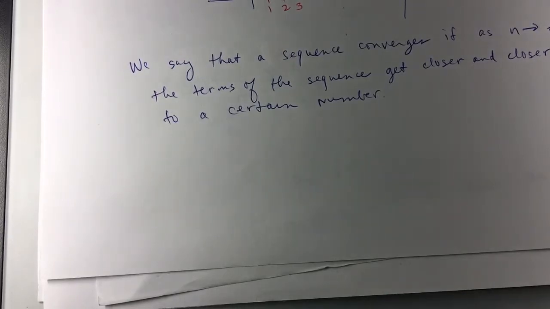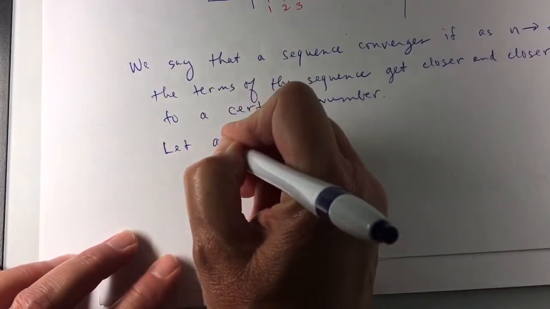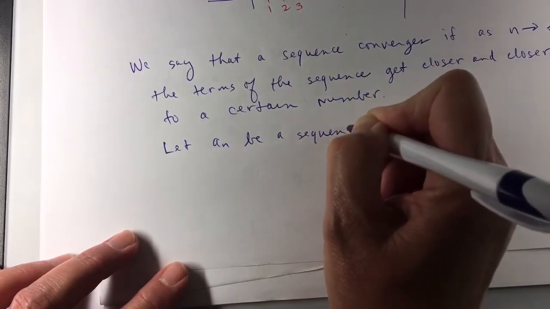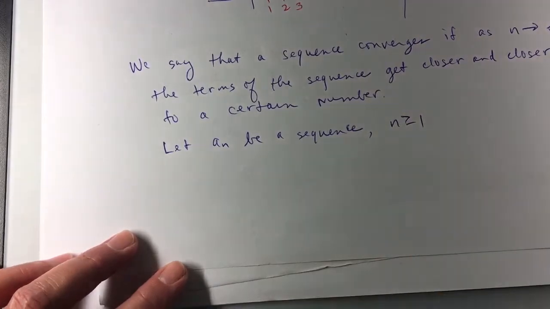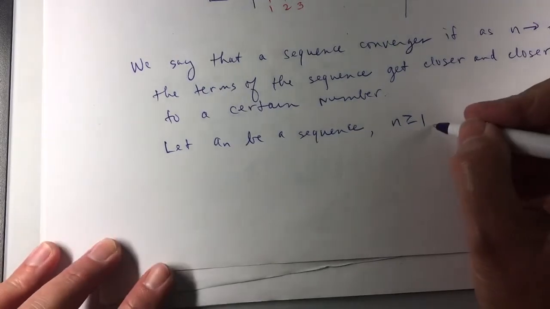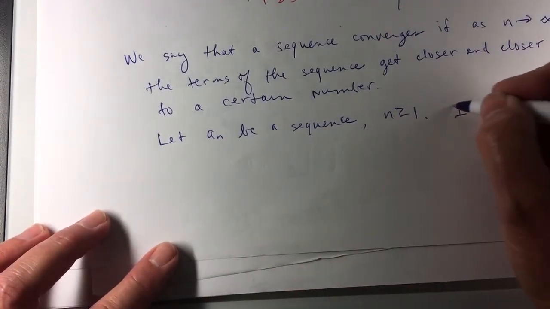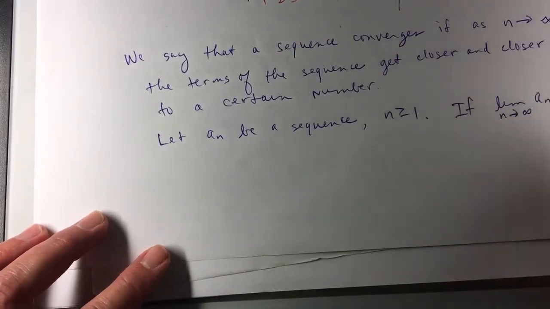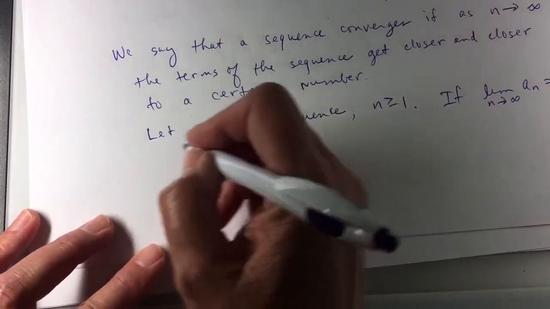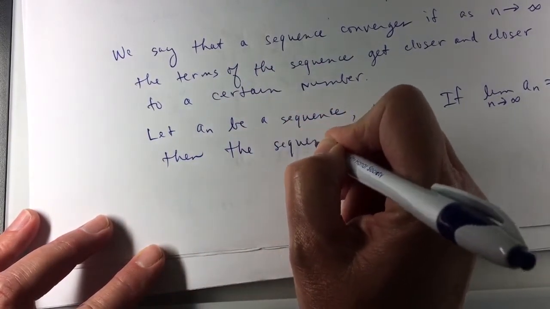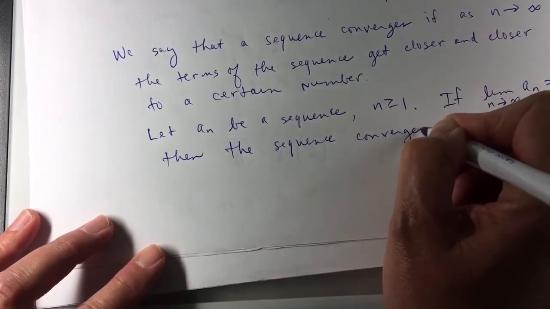So I would write, here I'll write it this way. Let A sub n be a sequence. And in this case, I have n is greater than or equal to 1, but that could vary. Sometimes on WebAssign, they might start it with 3 or 4, or sometimes we'll start it with 0. So I have this sequence though, and I could say this. If the limit as n approaches infinity of A sub n is some number L, then the sequence converges to L.